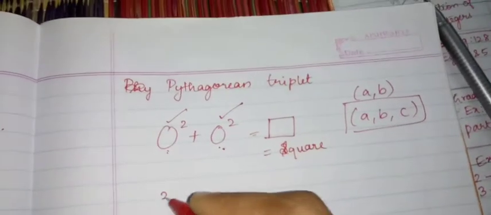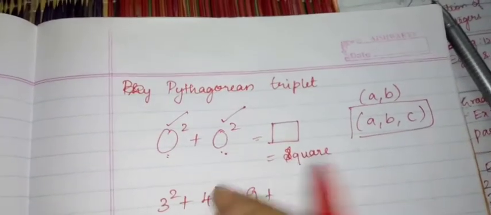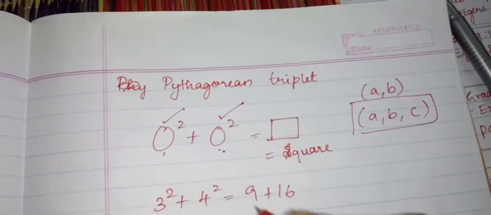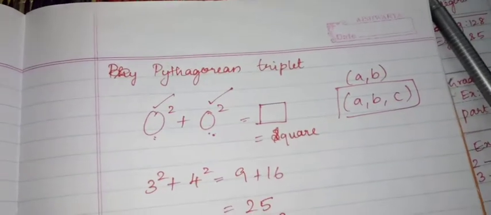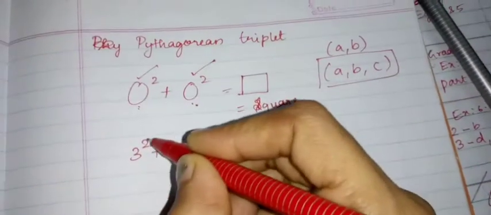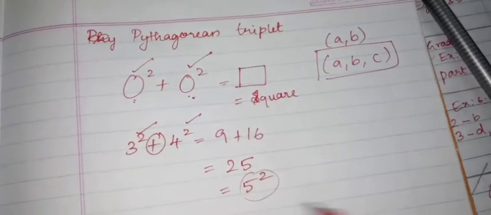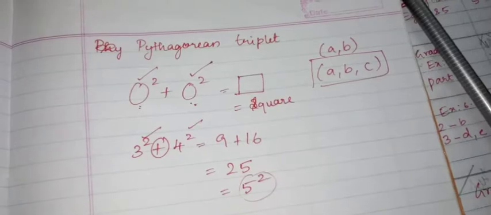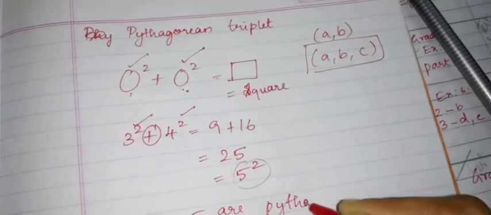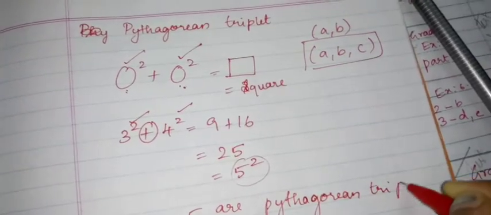For example, 3 square plus 4 square: 3 3s are 9 plus 4 4s are 16. 9 plus 16 is what? 25. 25 is actually 5 square. So I am squaring two numbers and adding, and I am getting the answer as 5 square. So now what we are saying is that 3, 4, 5 are a Pythagorean triplet.